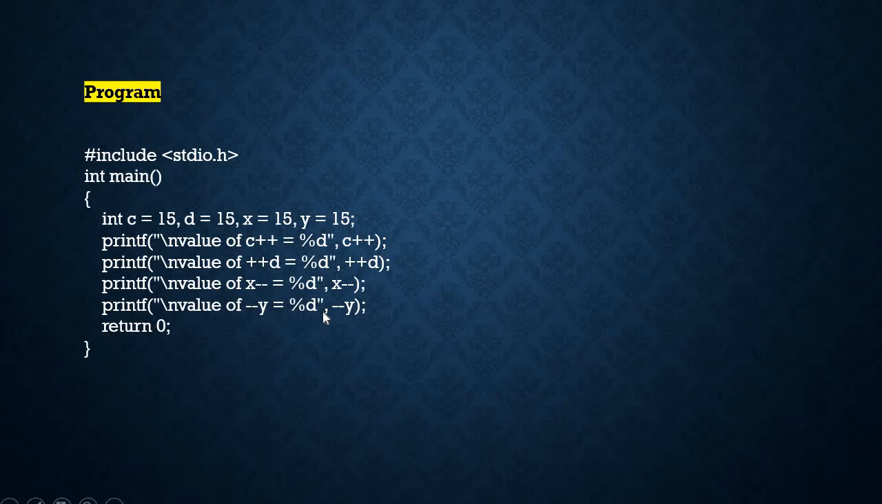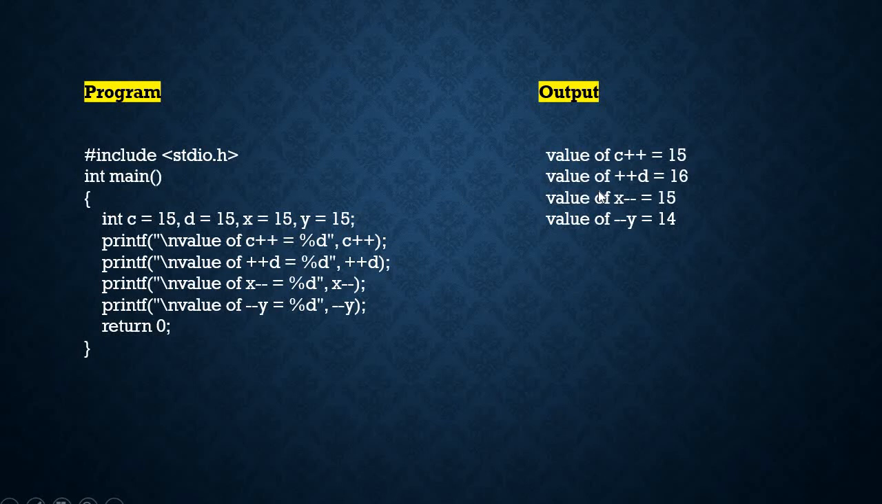You can see the difference in the program. See, here I have assigned all the C, D, X, Y values as 15. Now I have used C++, ++D, that is, post-increment and pre-increment operators in the printf statements. See the output. The value of C++ is 15 again. Why? Because we have incremented, but the value has printed as 15 because first we have assigned the C value as 15. Then it has been incremented.